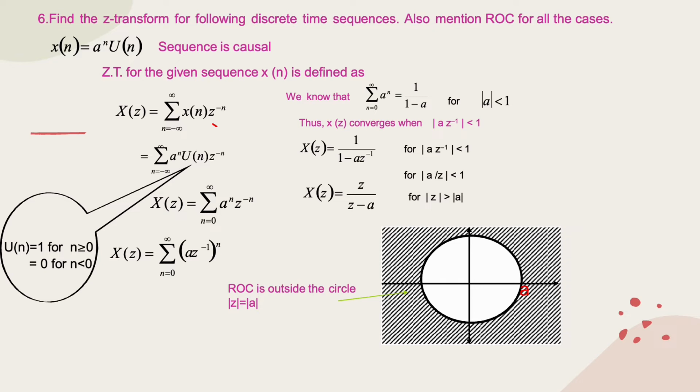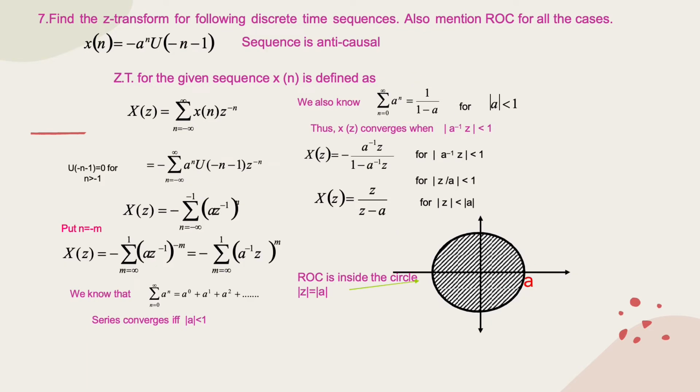Now u of n is 1. What is the limit? 0 to infinity. The n term is common, so you take the power out. As per the power series formula, we can replace the above equation like this. So X of z equal to 1 divided by 1 minus a z inverse. Modulus of a z inverse is less than 1, so you will get modulus of z is greater than a. Either you can have this equation or this equation. Is it clear? Now you draw the ROC. The radius is a, you mark it as a, so the region of convergence lies outside the circle of radius a.